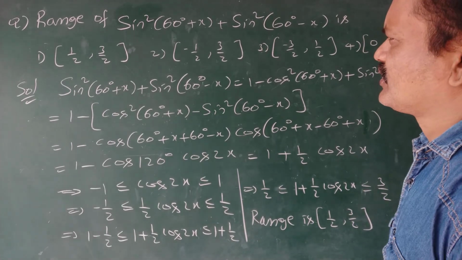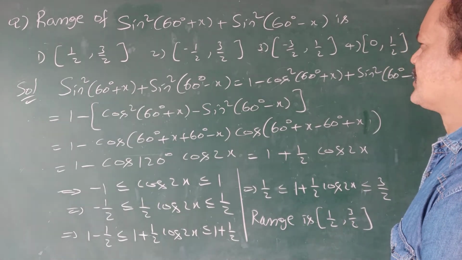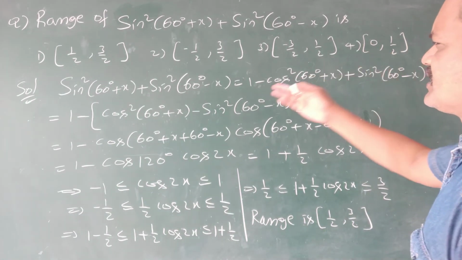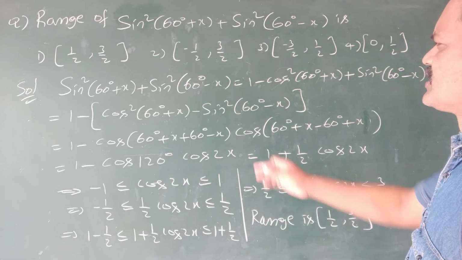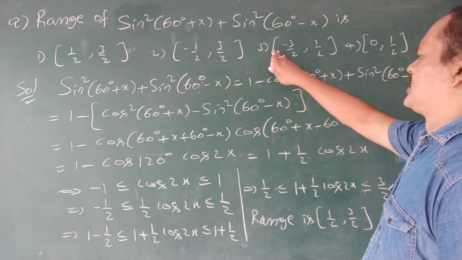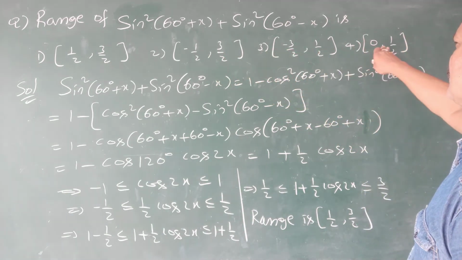Now the next question: range of sin square 60 plus x plus sin square 60 minus x. First option closed 1 by 2 to 3 by 2. Second option closed minus 1 by 2 to 3 by 2. Third option minus 3 by 2 to 1 by 2. And fourth option 0 to 1 by 2.